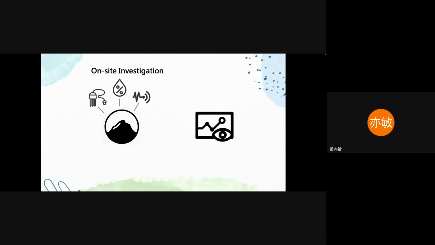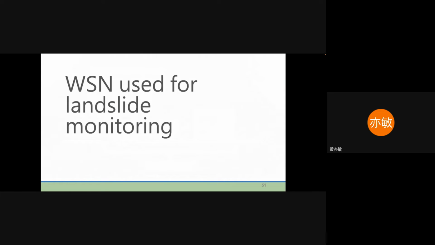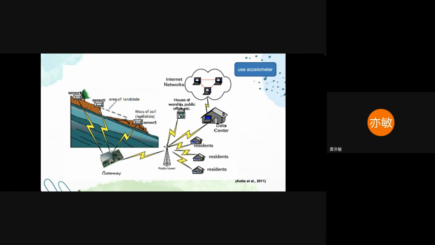So talking about the on-site investigation, we already know you can use the different sensors, and with the communication, we can send out the information back to our operation sensors. So let's see what WSN can do for you. This is one example from a published journal paper. He tried to monitor the movement of a soil mass on a slope. This is very easy, and this is a simple trial.